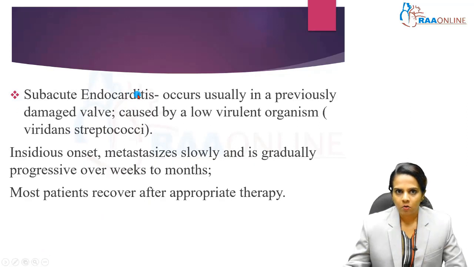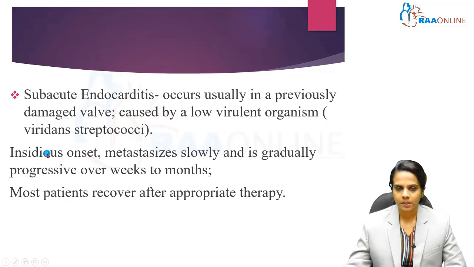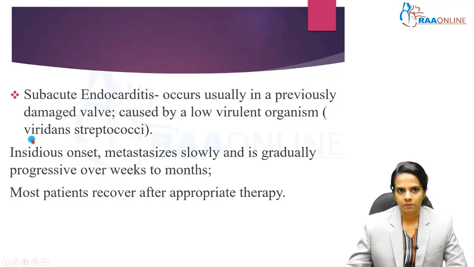Subacute endocarditis usually occurs in a previously damaged valve. That is a major difference between acute and subacute endocarditis. Here it is caused by a low virulent organism, for example viridans streptococci. It has an insidious onset, slowly metastasizes and is gradually progressive over weeks to months. Most patients recover after appropriate therapy, unlike acute endocarditis.